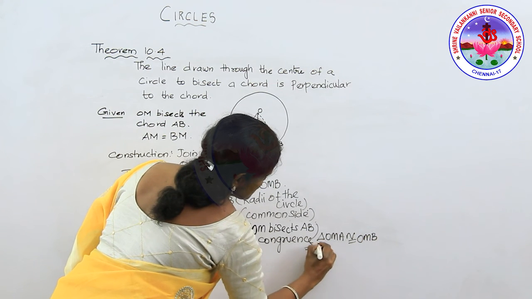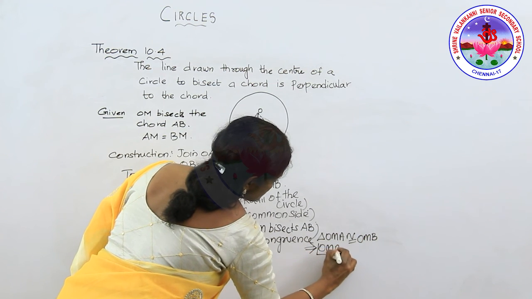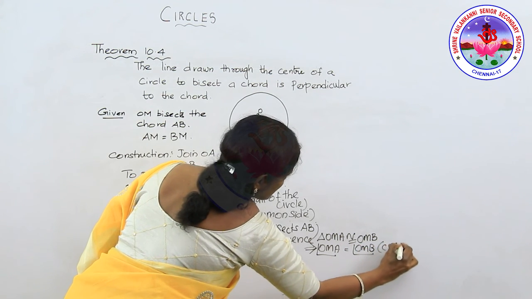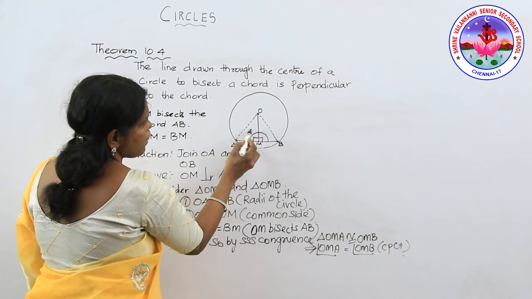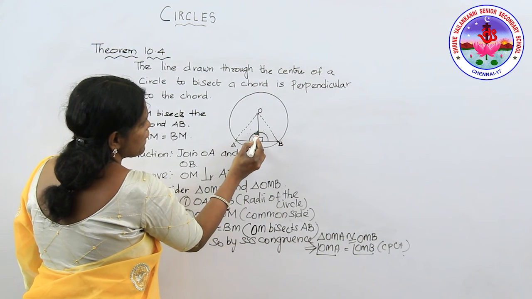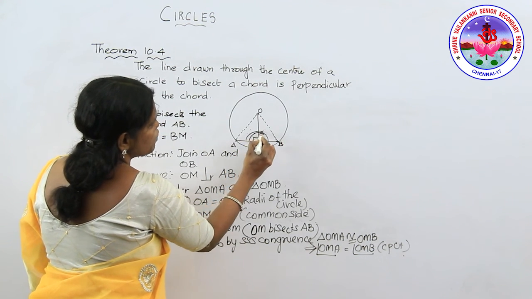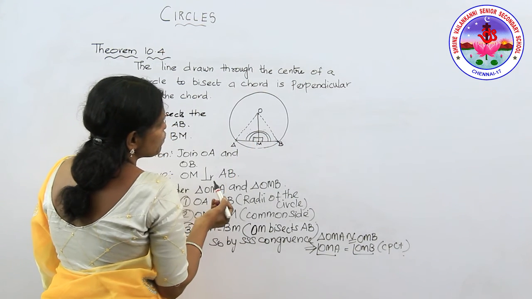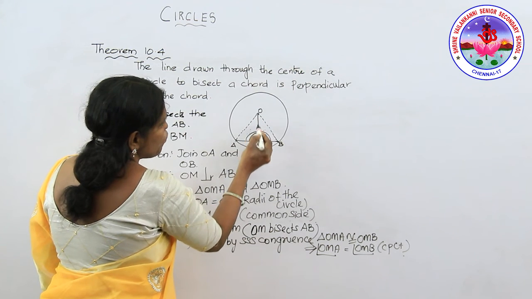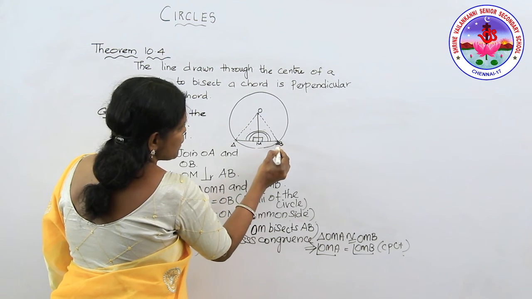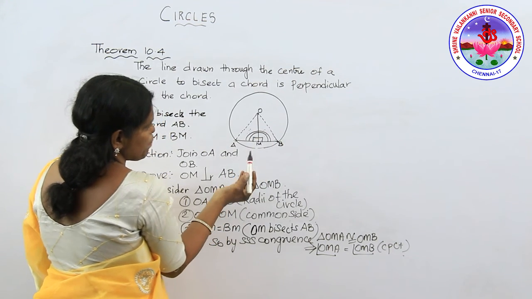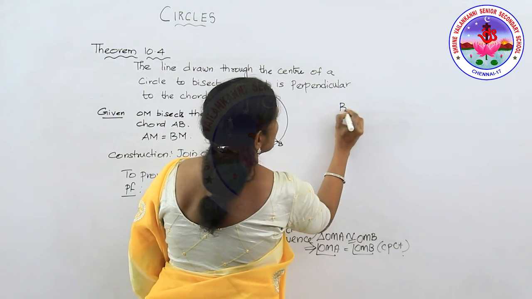Which implies angle OMA is equal to angle OMB by CPCT. So here I proved that both the triangles are congruent, so automatically my angle OMA is equal to angle OMB. But I want to prove that each angle is equal to 90 degrees. So I can take OM as a ray which stands on the straight line. The sum of the two adjacent angles equals 180 by linear pair. So I am going to take linear pair.